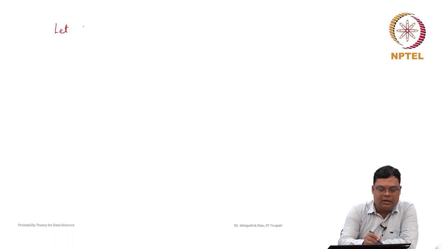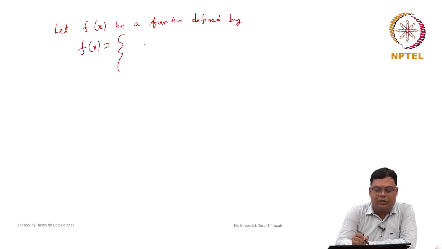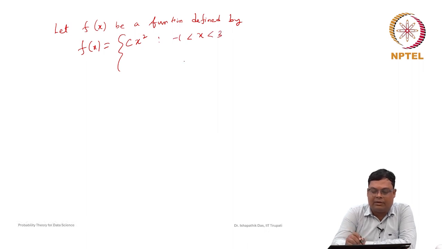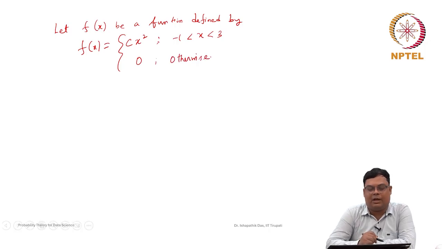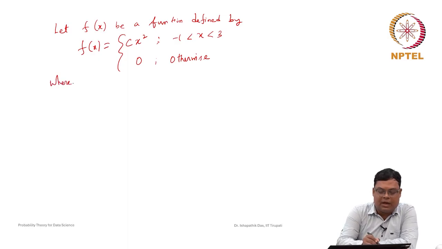Let us consider an example. Suppose f_X(x) is a function defined by c x squared, where c is some constant, whenever x is greater than minus 1 and less than 3, and 0 otherwise. Here c is a constant, and we have to find that value.